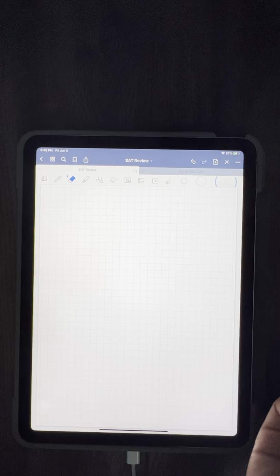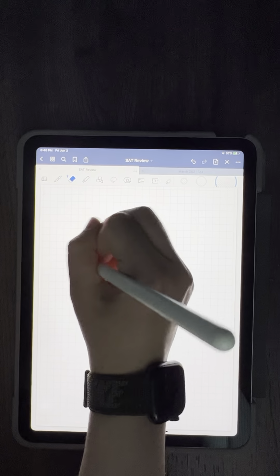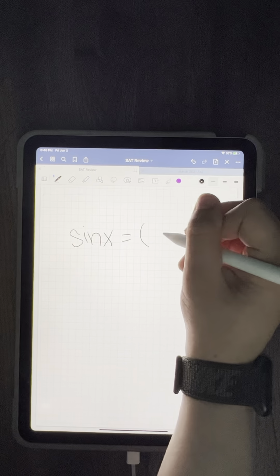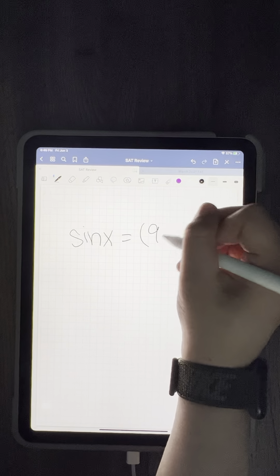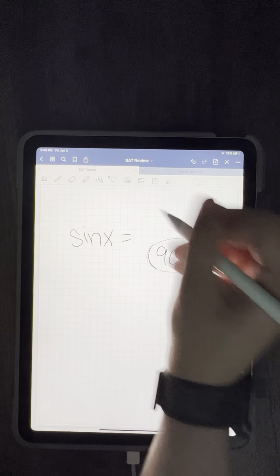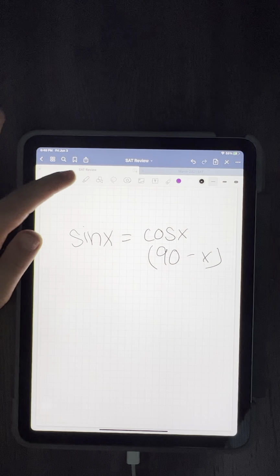I mean, they might ask you about trig, just sine, cosine, and tangent. But you just need to know one thing, and that's sine x equals cosine of 90 minus x.